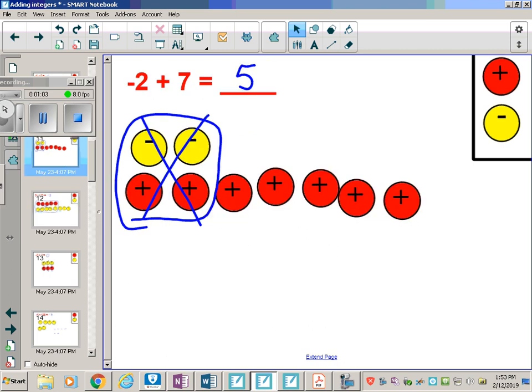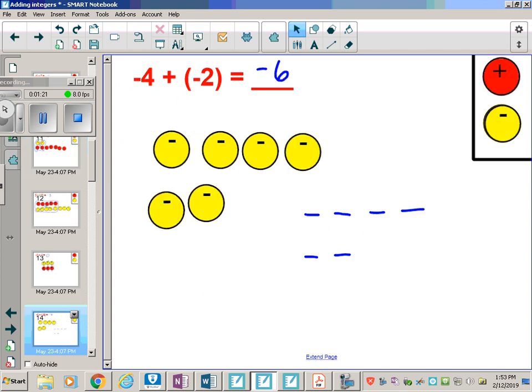In this example, negative 2 plus 7, there were 2 negatives and 7 positives. So there were 5 more positives than negatives. Therefore, our answer was positive 5. Now we had some like this, negative 4 plus negative 2. When we looked at this one, we didn't have positives and negatives. We only had negatives, so we could truly just combine them. 4 negatives and 2 negatives gives us a total of 6 negatives.